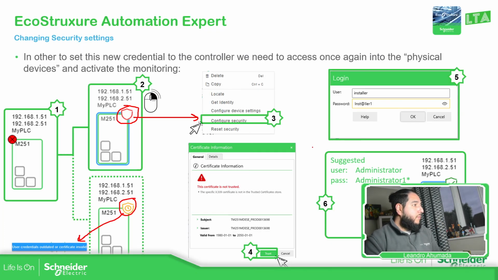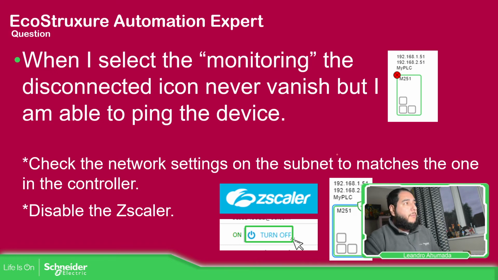Let's see if I don't forget about something. Yes, I forgot about something here. If you have this icon, it means that the device is not reachable. It could be different things: you don't physically have the PLC connected, or you are in a different network, so you need to check it. If the ping works, it doesn't mean anything; you need to double check that the subnet also matches. And the other thing, if you work with a Schneider brick or you have set a scaler, you just need to turn it off, otherwise you're not going to communicate.